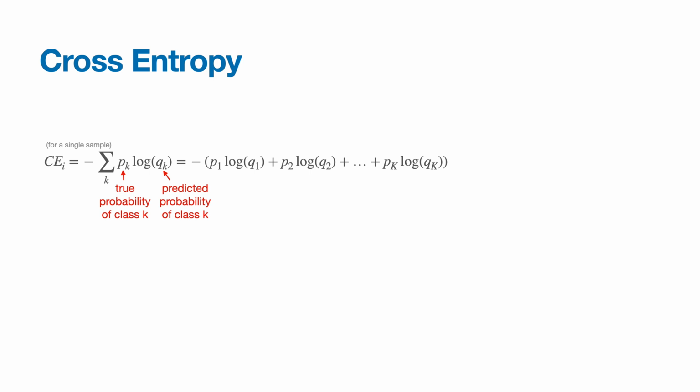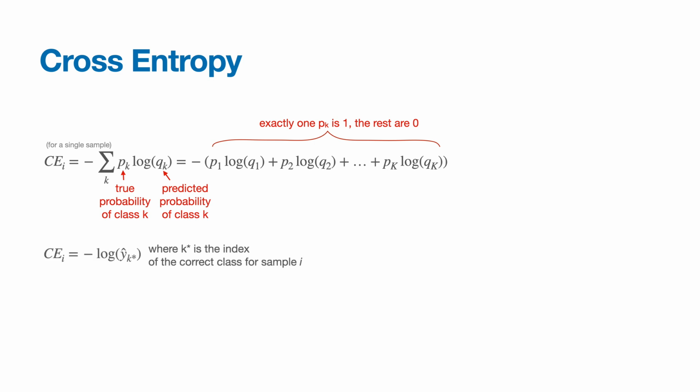Notice how if k spans two classes, this is exactly log loss. For us, exactly one of these pk's is 1, and the rest are 0. So we can simplify the whole expression to negative log of y hat k star, where k star is the index of the correct class. And just like log loss, we can calculate the average cross entropy over all samples.